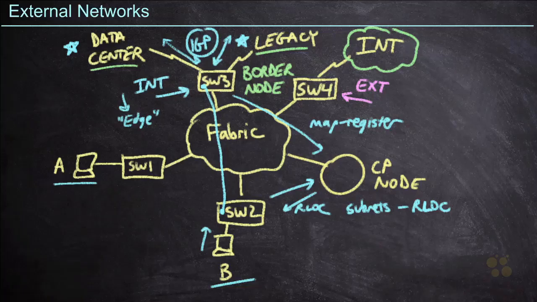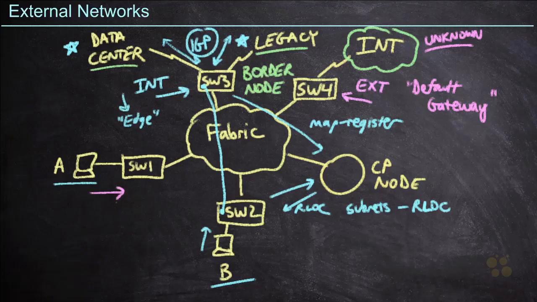What's going on with this external border node? Well, it is considered the default gateway of the fabric. And that is because it represents all of the unknown IP addresses in the fabric. So the internet would fall into this category, sure, but so would any other destination that we simply don't know. So anytime host A sends a packet to switch 1, switch 1's going to send a map request to the control plane node. If the control plane node doesn't know where it's supposed to go, it is going to reply with the RLOC for the external border node.